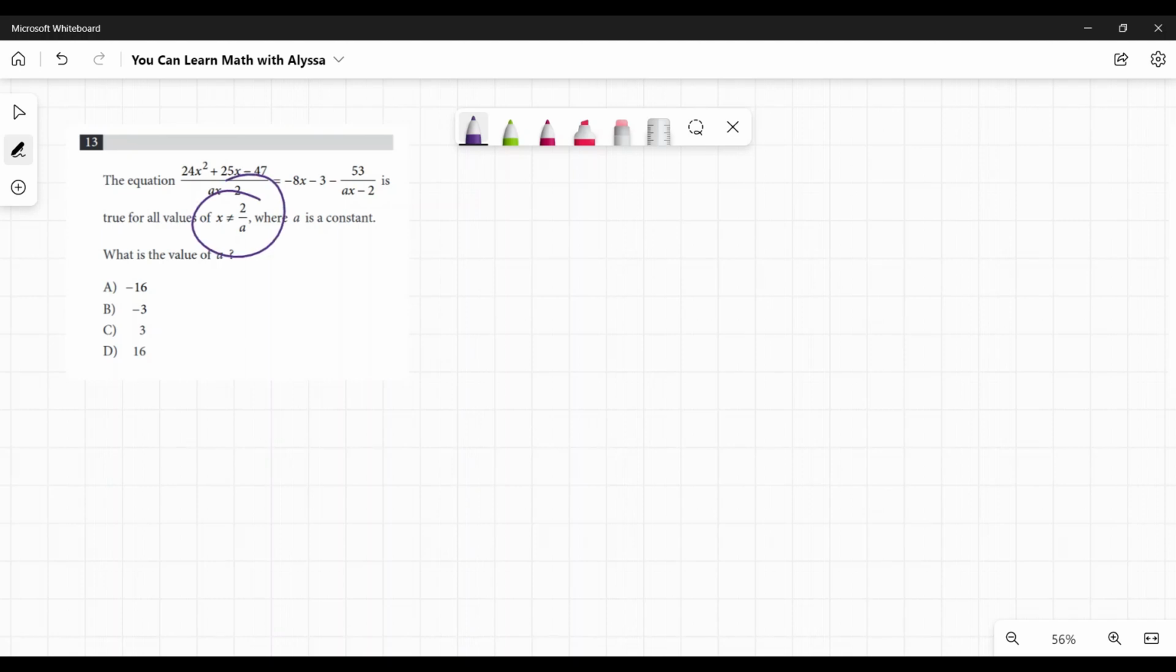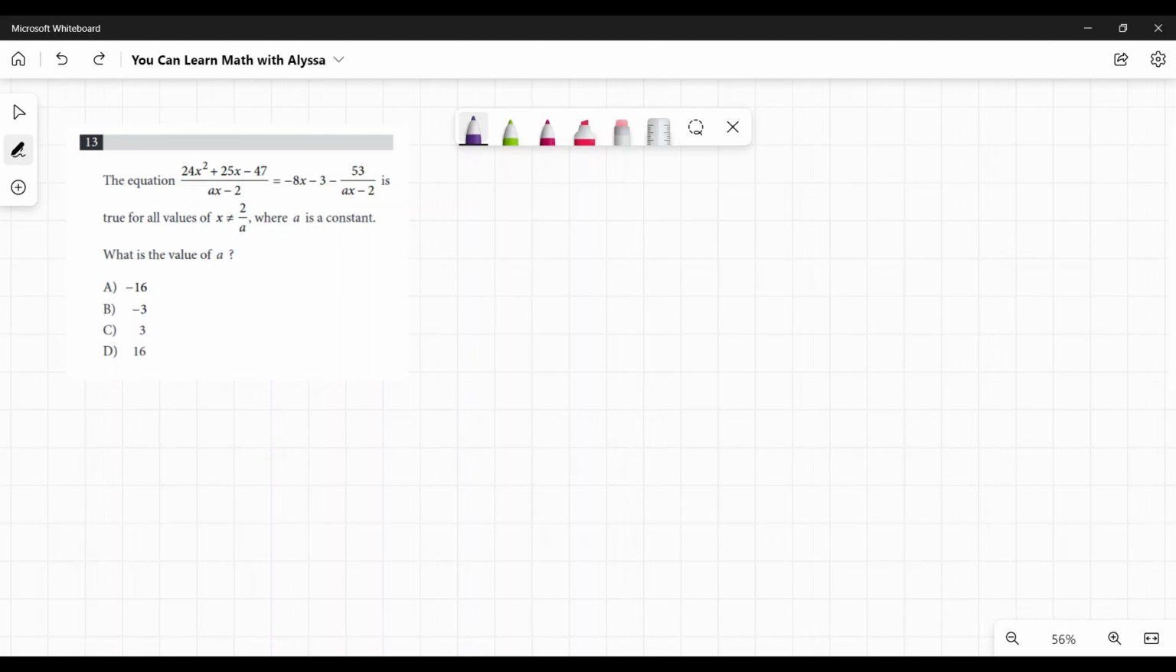Now, first, the part where they say x does not equal 2 over a is just telling you that it's not going to have a 0 in the denominator. So you don't have to worry about that, because if you put 2 over a in there, you would end up with 0. So we don't want that.